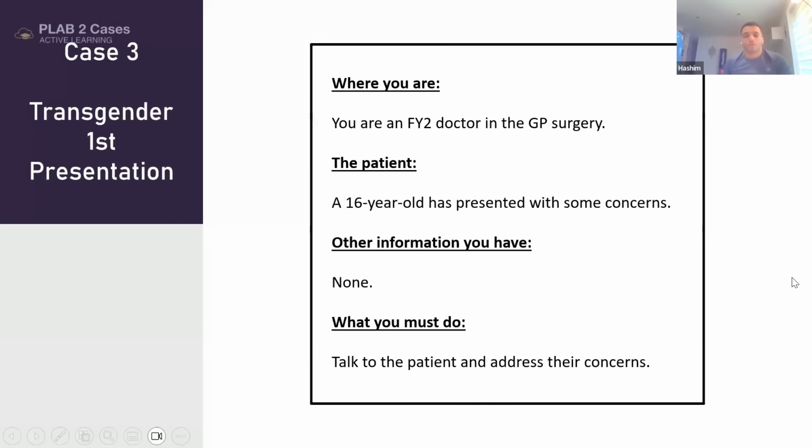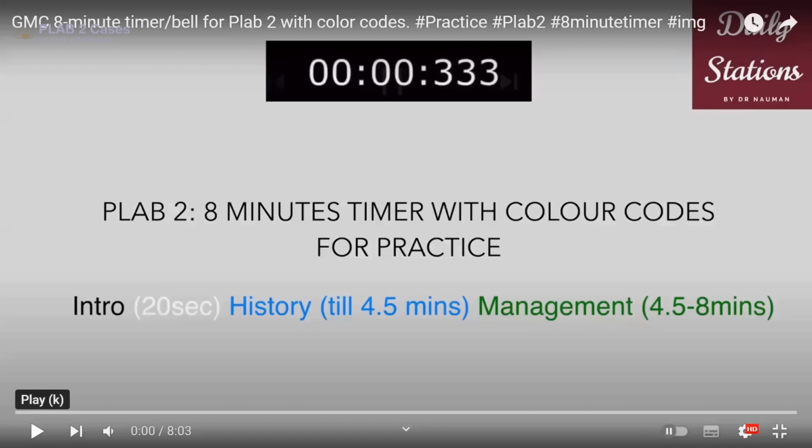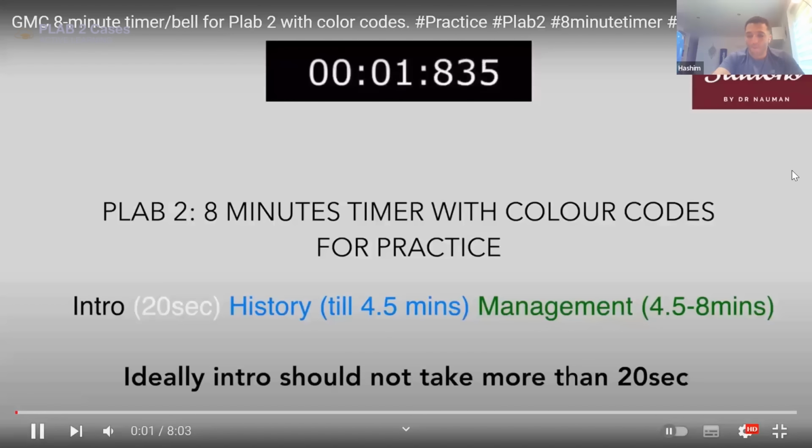So yeah, this is just a GP presentation. I'll try not to give too much information so that you can deal with it in the consultation within the 8 minutes, just so that we can replicate the exam as much as possible. So, GP surgery, a 16-year-old who has presented with some concerns. Talk to the patient and address their concerns. Okay, start now, please. Begin.